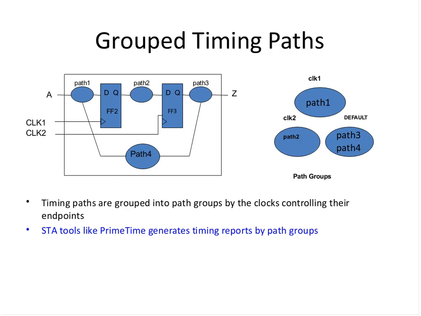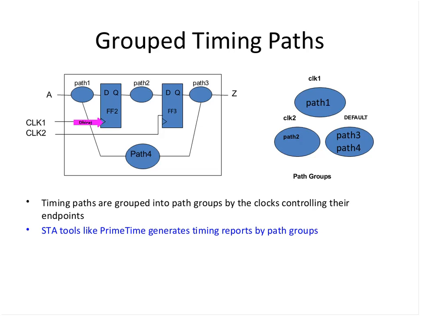Timing paths are always grouped according to some principle. The principle is that they are grouped into path groups by the clocks which are controlling the endpoint. For example, the path starting at A and being captured at D of FF2 is path 1, and it comes under the group clock 1 because the capture clock here is clock 1.